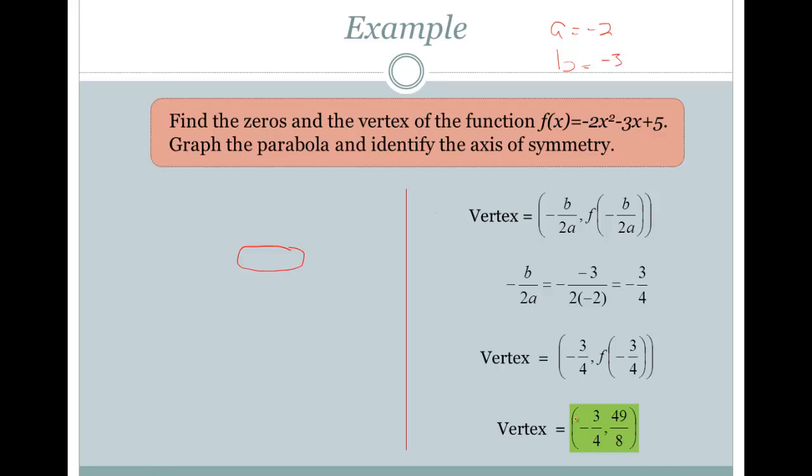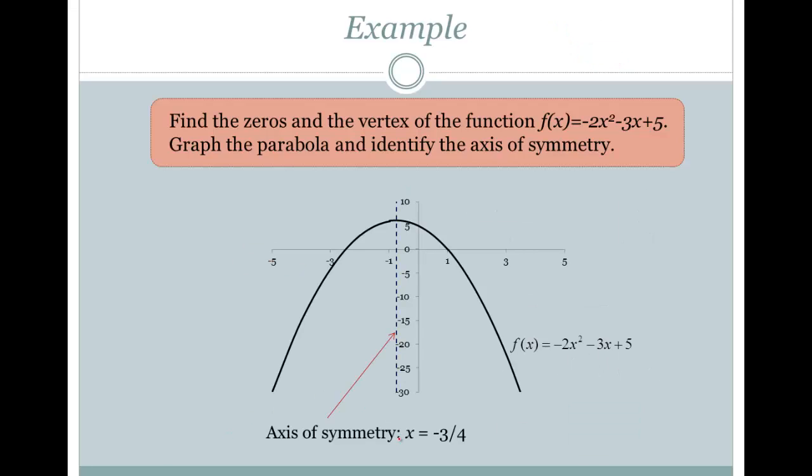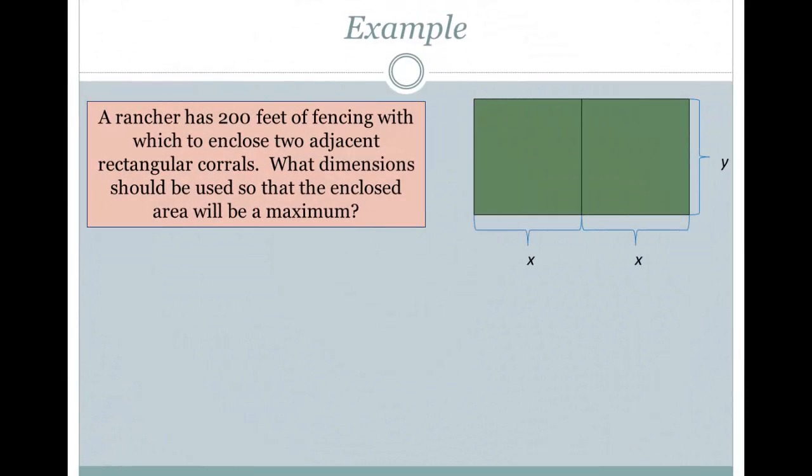My axis of symmetry, again, should be the vertical line x is equal to negative 3/4. Right? It's the x-coordinate of the vertex. And if I do that, you can see my axis of symmetry is, in fact, x equals negative 3/4. And there's my vertex. Okay? Let's go on to the next one, which is a word problem.